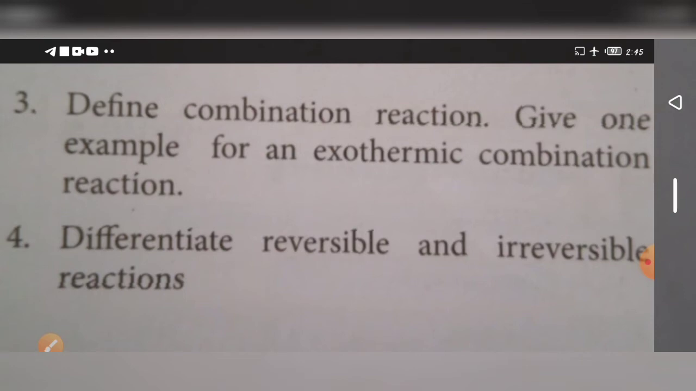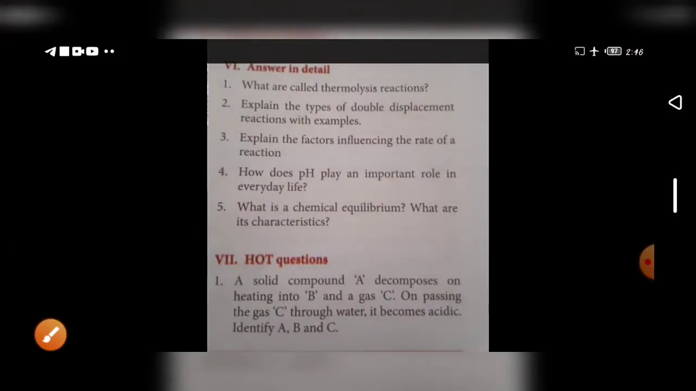Okay, next, differentiate between reversible and irreversible reaction. Page number 145, A side, tabular column 10.2, Table 10.2. Page number 145. Okay. Next question you see.